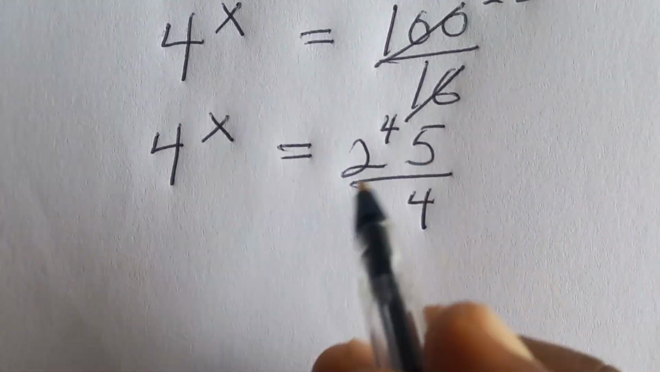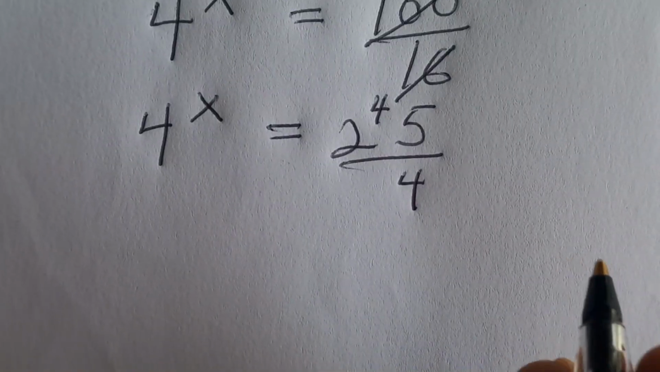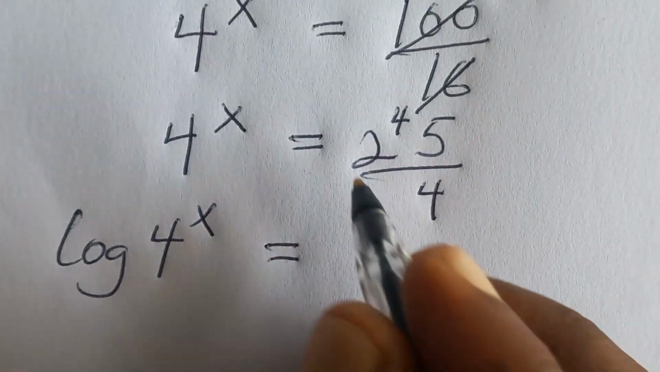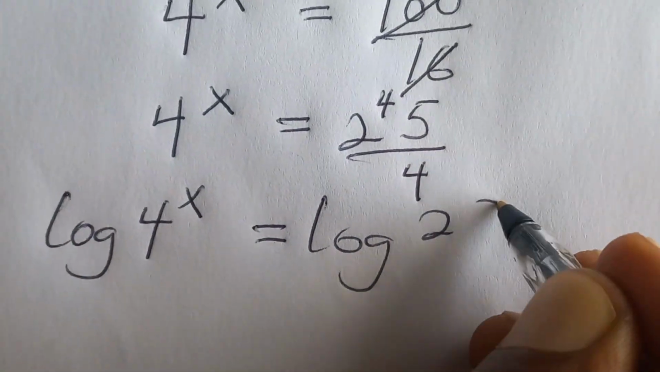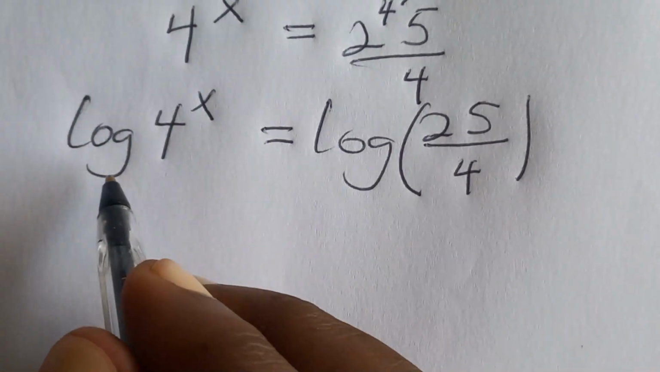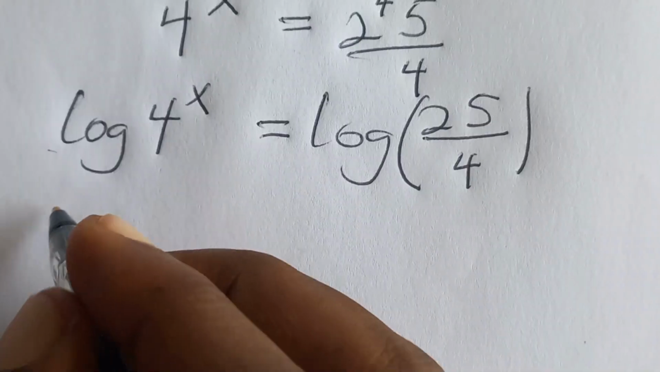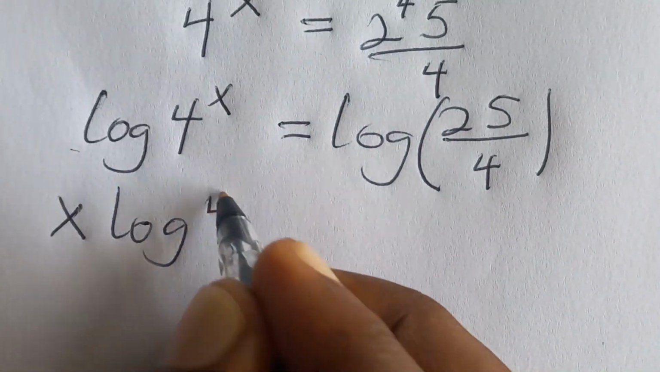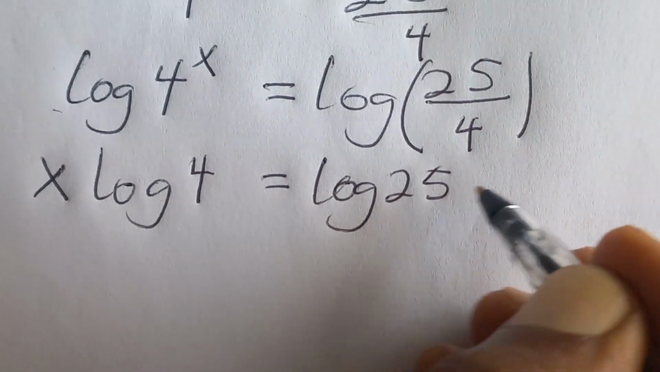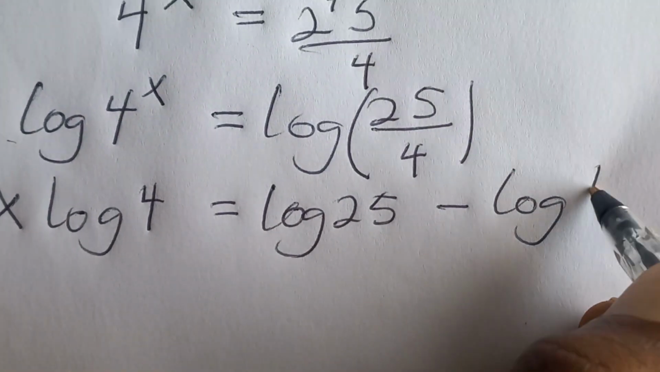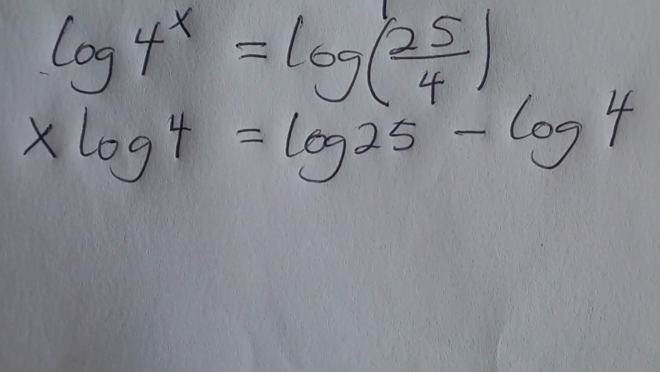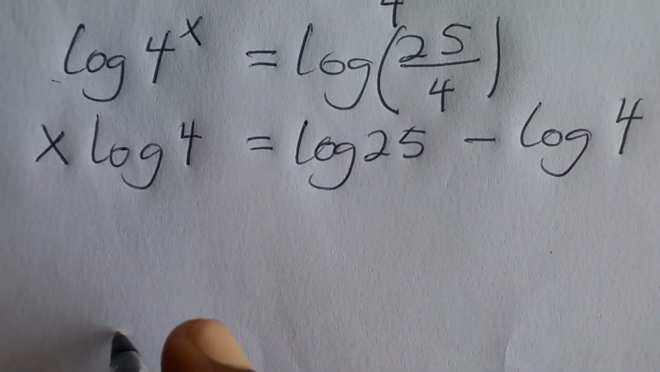Okay, so from here we can introduce logarithm to both sides, which gives log 4 exponent x equals log 25 over 4. According to the laws of logarithm, we can rewrite this as x log 4 is equal to log 25 minus log 4.